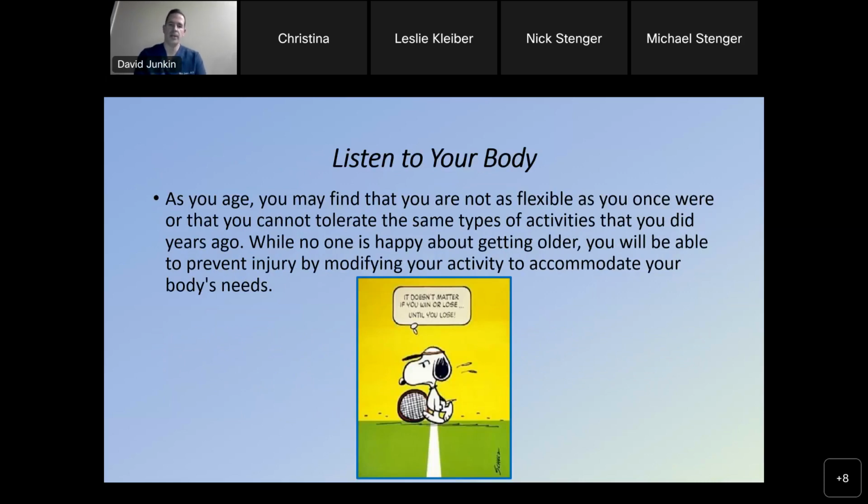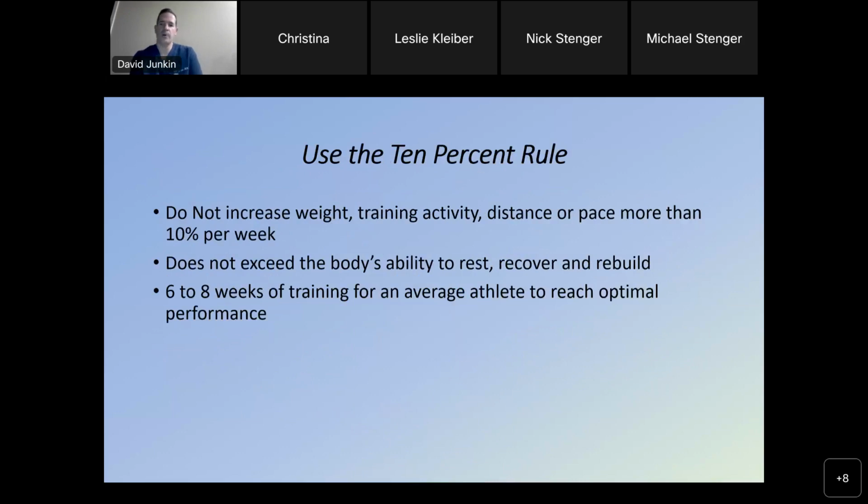Unfortunately, as we age, we just can't do what we used to do. We're not as limber. We're not as flexible. It takes us longer to recover. So you might have to tone it down, so to speak. It's just an unfortunate part of getting older.